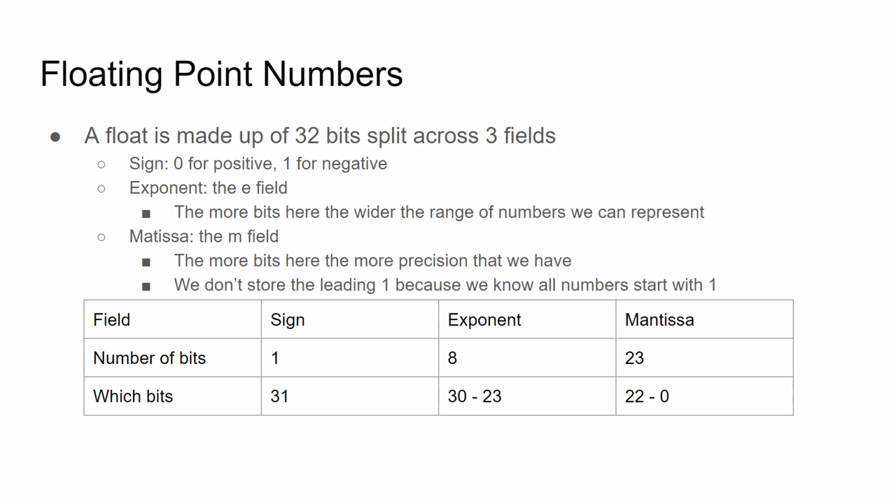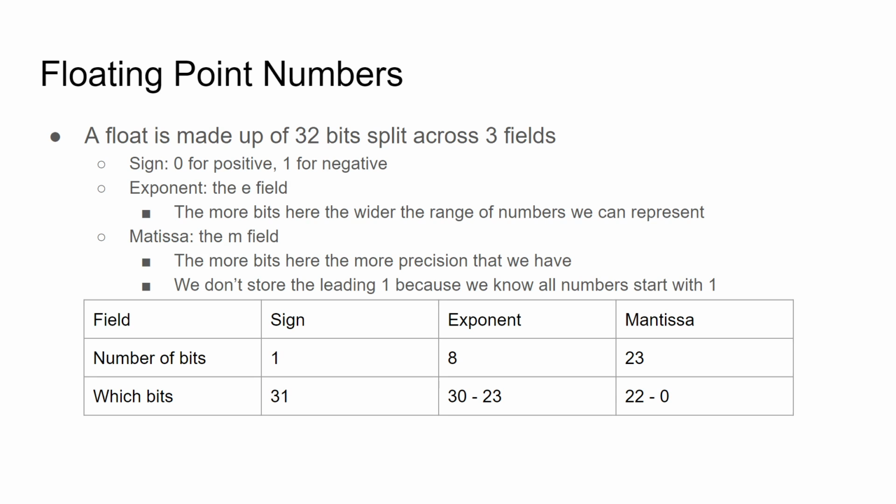So the float itself is 32 bits big, and we have to figure out how to divvy those bits up. There's the sign bit, which is the first bit, bit 31, 1 bit big. They said to do 8 bits for the exponent, which are bits 30 through 23, and the mantissa, which is 23 bits, bits 22 through 0. That's the M field from the previous slide.